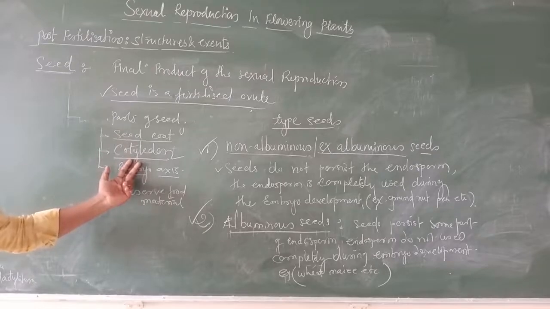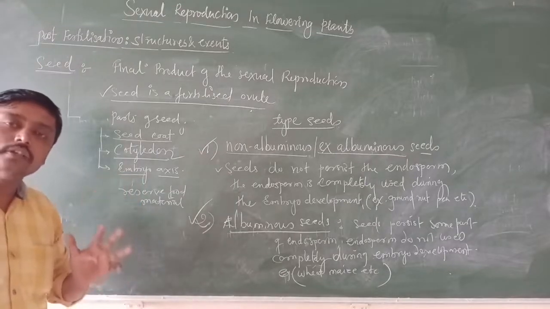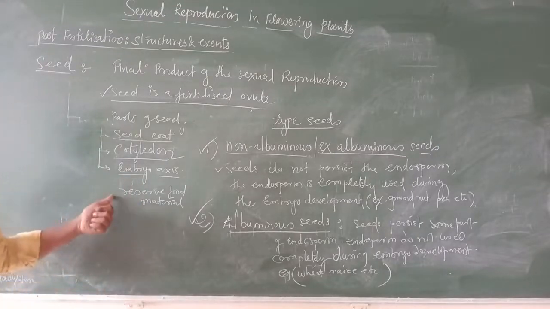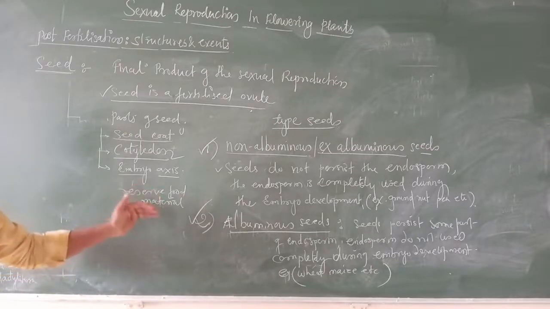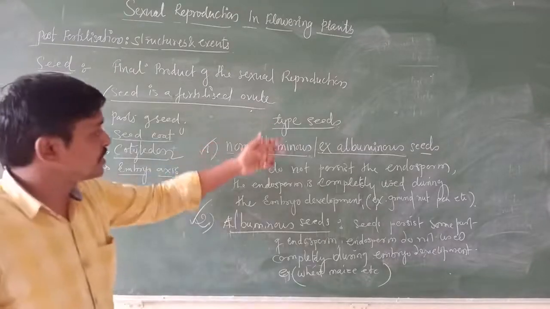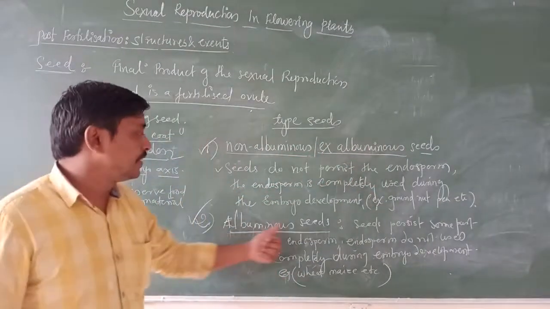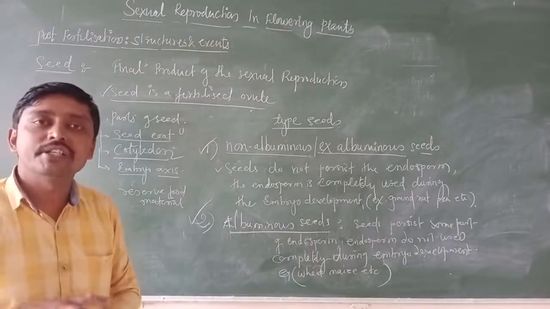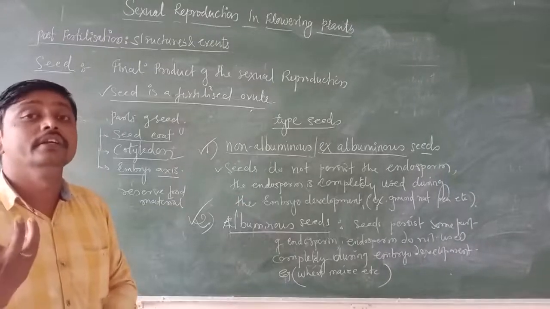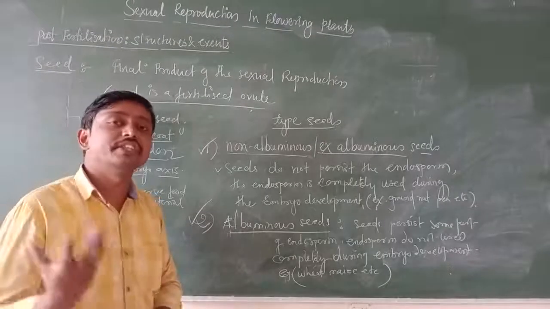We are going to get the cotyledon and embryonic axis. Usually the embryonic axis is a structure and it is swollen due to containing reserve food material. There are two types of seeds: non-albuminous or exalbuminous seeds, and albuminous seeds. These two types are based upon the retention or persistence of the endosperm in the seed.